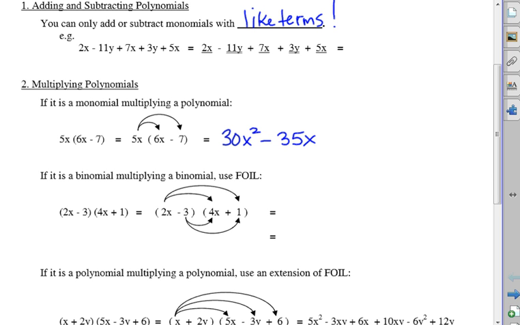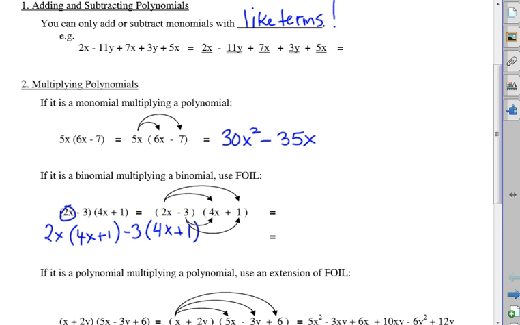So you can actually take a binomial times a binomial and write it as the 2x times the 4x plus 1, and then the negative 3 times the 4x plus 1. Or another name for that is just go straight to FOIL. Because what are we doing? We're taking the 2x and multiplying it by both the 4x and the 1. And then we're taking the negative 3 and multiplying it by the 4x and the 1. Right? Remember that? We're good?